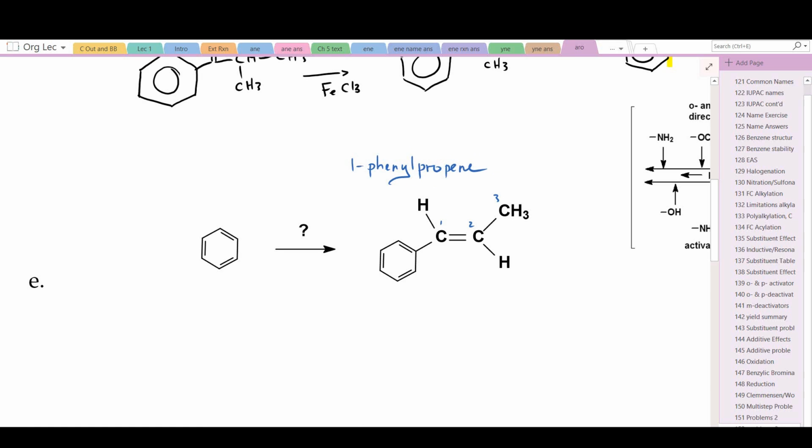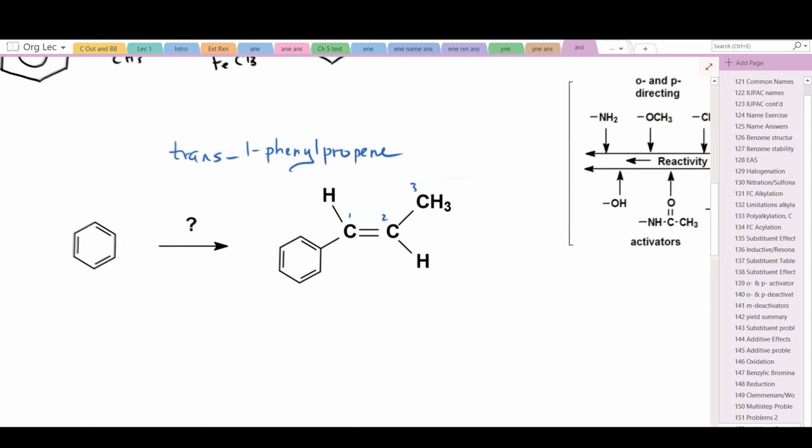Notice also the stereochemistry. We have hydrogens on opposite sides, or larger priority groups on opposite sides. So this has to be trans 1-phenyl propene. And that should ring some bells. How do we make a trans alkene? Do you recall that a trans alkene is made from partial reduction of an alkyne with sodium and liquid ammonia? That would be really helpful to remember that.